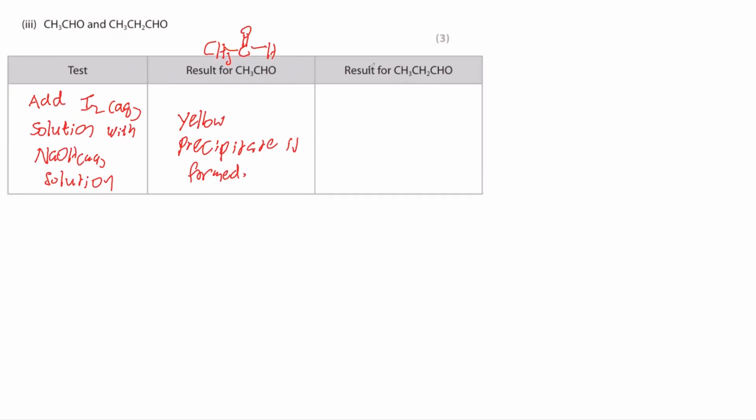But what will happen here? CH3CH2CHO. It's a CH2 group which is attached to that carbonyl carbon. To form this yellow precipitate, you need CH3, not CH2. So here this is CH3, but here is CH2. Therefore, I won't see any observation here. So it will be no observation. Right, now let's see the answers.